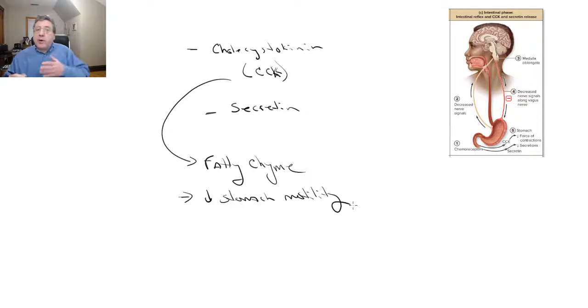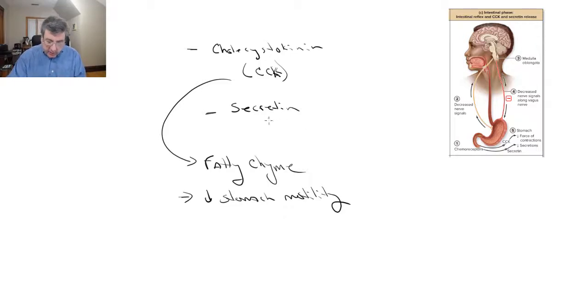Now, we previously talked about it, I believe it was last semester, when we were talking about the gallbladder. Cholecystokinin also causes the gallbladder to release bile, which then heads down towards the duodenum, which then deals with fatty digestion. Okay? But for our purposes here, this is now decreasing stomach motility.